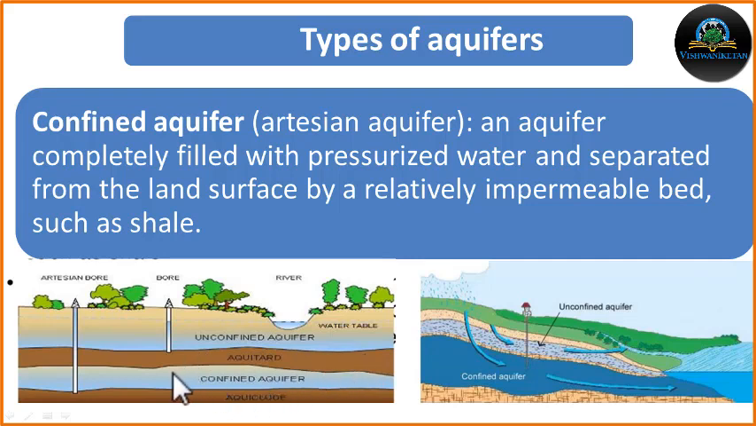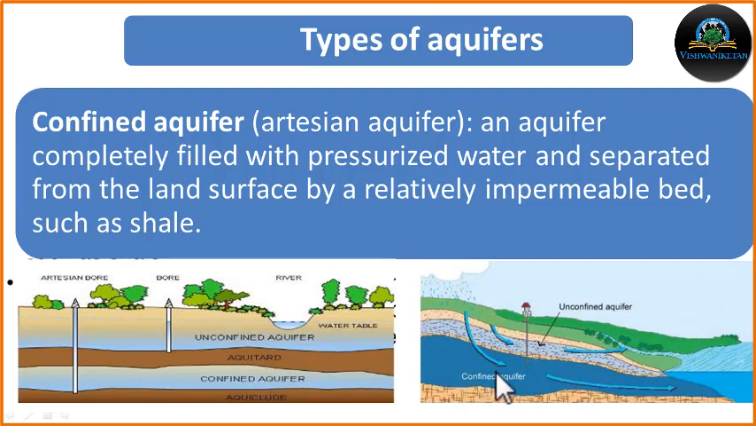So whenever we tap this aquifer, the water may come out in the form of a fountain or with a very high pressure. Now the question arises: from where may this confined aquifer recharge? What is the recharge area?